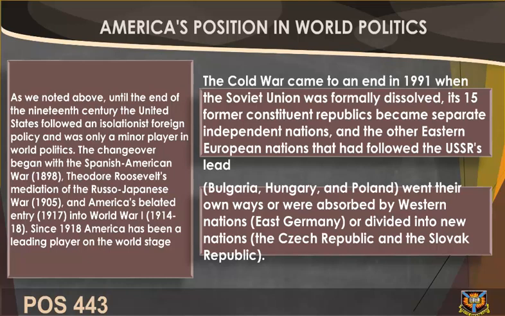The Cold War came to an end in 1991 when the Soviet Union was formally dissolved. Its 15 former constituent republics became separate independent nations, and other Eastern European nations that had followed the USSR's lead, Bulgaria, Hungary, and Poland, went their own ways or were absorbed by Western nations, East Germany, or divided into new nations, the Czech Republic and the Slovak Republic.